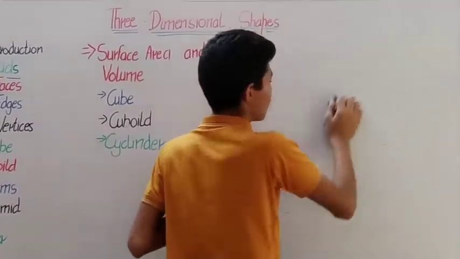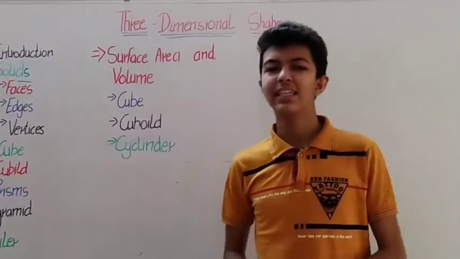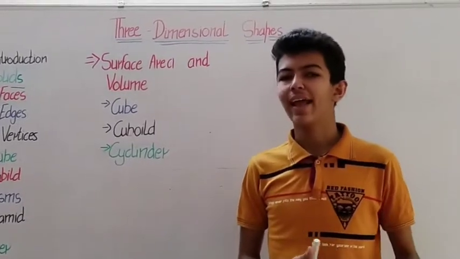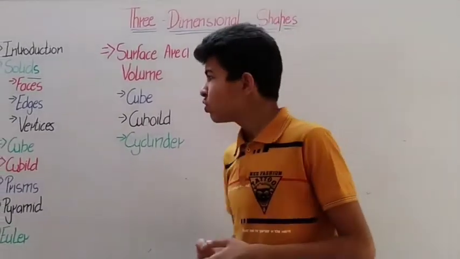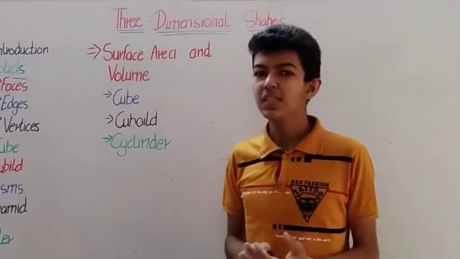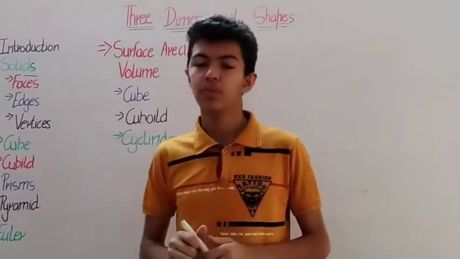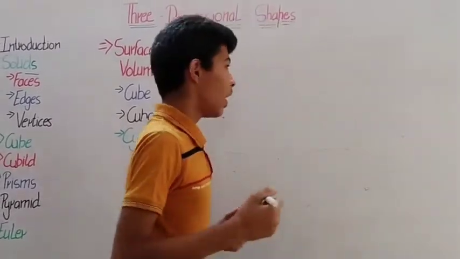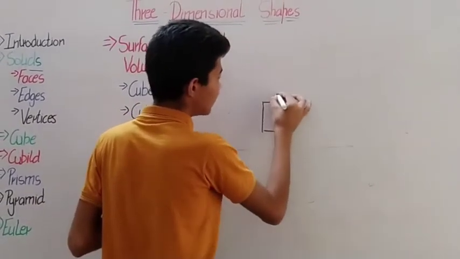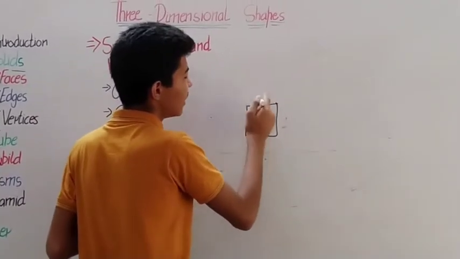For the 2D shapes, we know there are many kinds, like rectangle, circle, pentagon, triangle, hexagon, etc. So are there various kinds of 3D shapes or solids? Yes, there are. So the first one is a cube. We know about this square. It has the length as well as the breadth the same, so we can write both as A.